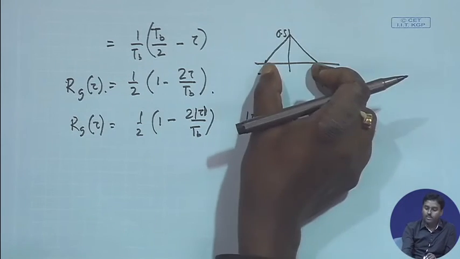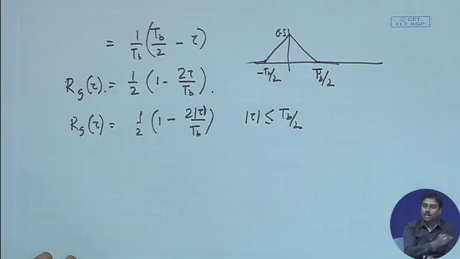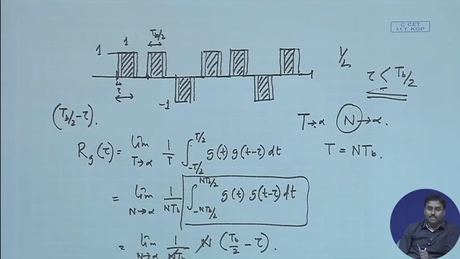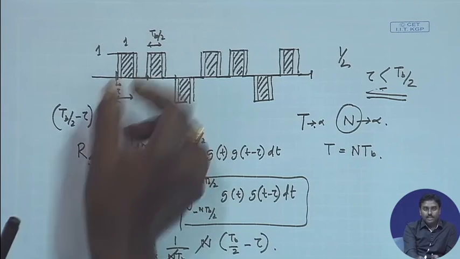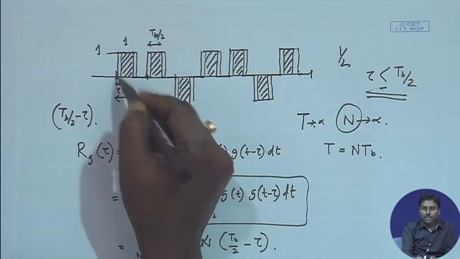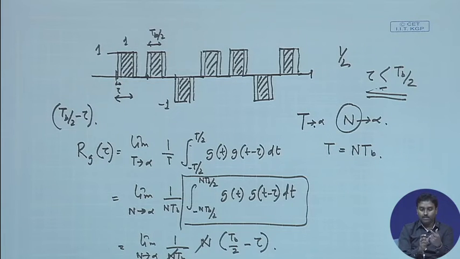Good. Up to this we have evaluated, but what about tau taking any value? If now I wish to take tau greater than TB by 2, what will happen? The pulse will be shifted beyond its own pulse, so it will now overlap with the next pulse, or next to next pulse, whatever it is. It is not its own pulse, it will be the next pulse.